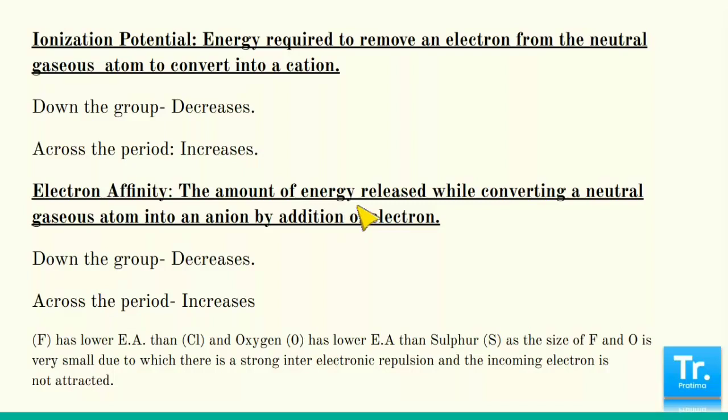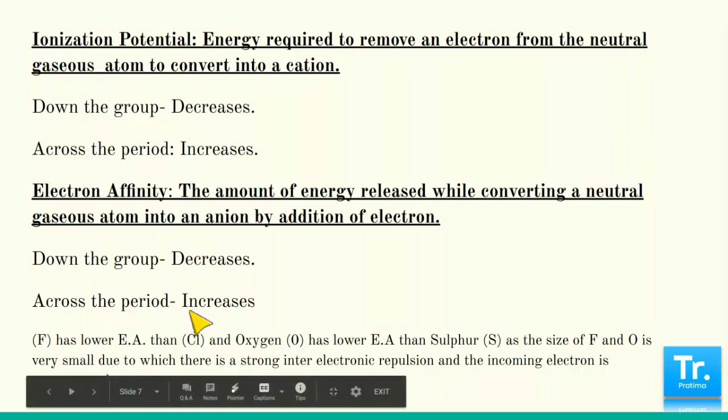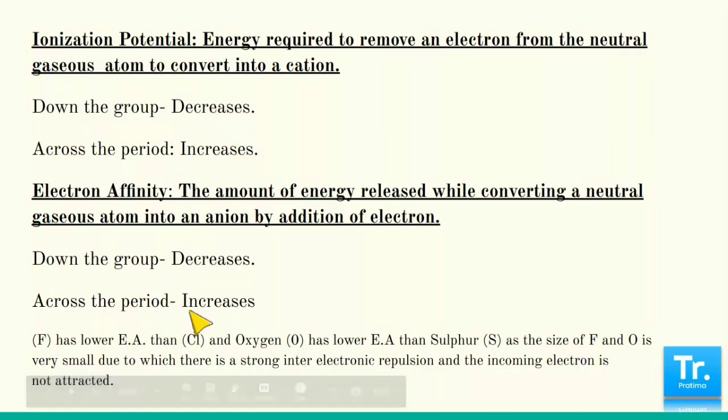Now this also again depends upon the two factors: atomic size and nuclear charge. Smaller the atomic size, more attracted by the nucleus, so greater electron affinity. Greater nuclear charge, more attractive force, so a greater electron affinity. Now when we talk about down a group, it decreases. Why? The atomic size is more and it overcomes the effect of nuclear charge, therefore the electron affinity decreases. Across a period, atomic size is less, nuclear charge is more, so definitely it will increase.